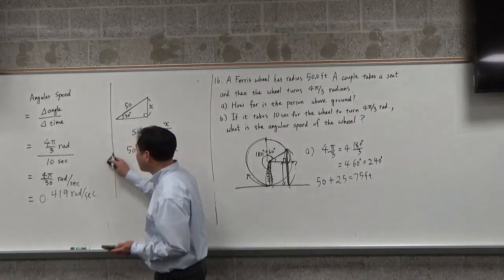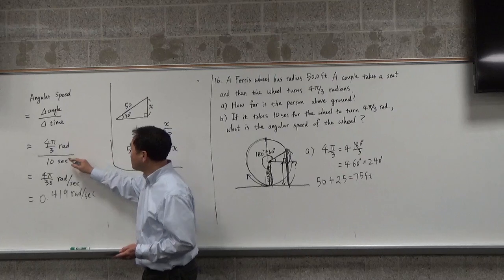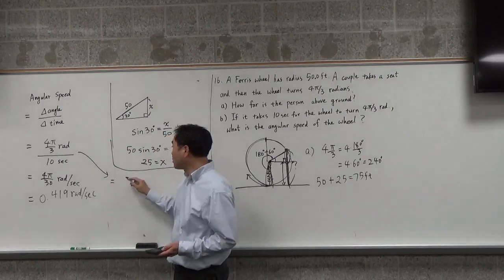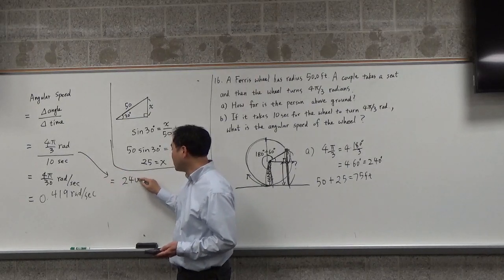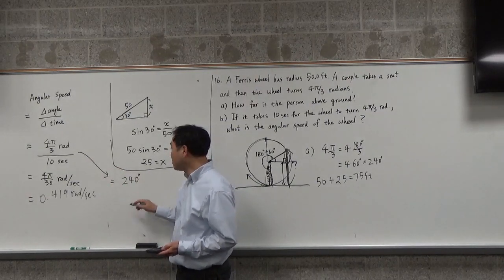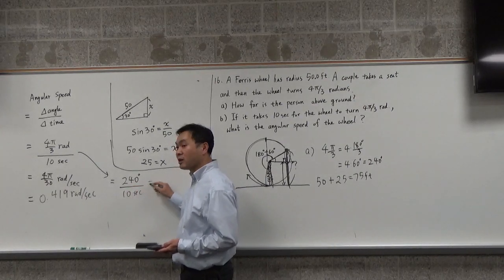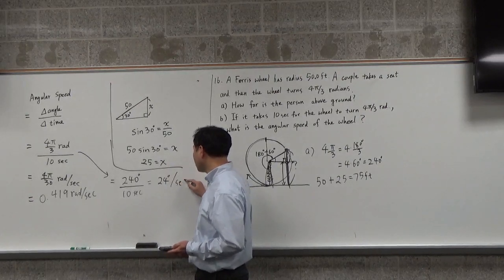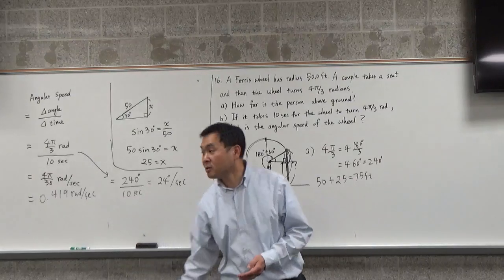But alternatively, you can use degrees per second. So we know that 4 pi over 3 is 240 degrees, right? So you have 240 degrees per 10 seconds. So what is that? That's 24 degrees per second. Okay. Either are valid answers.